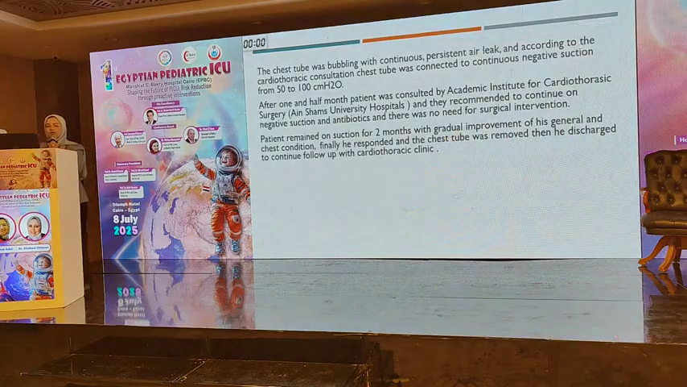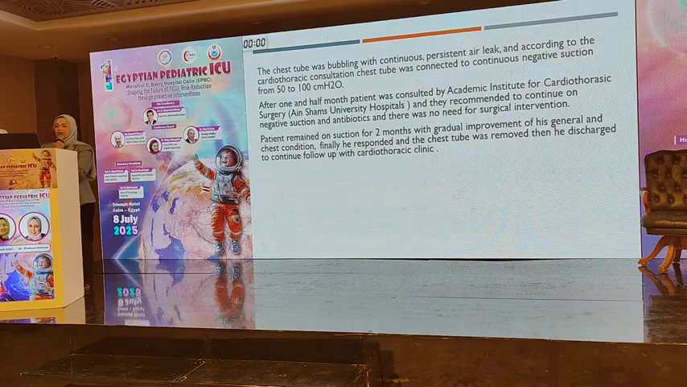The chest tube had a continuous persistent air leak, and according to the cardiothoracic consultation, it was connected to continuous negative suction from 50 to 100. After 1.5 months, the patient was consulted by the Academic Institute of Cardiothoracic Surgery in Ain Shams University, and they recommended continuing negative suction and antibiotics, with no need for surgical intervention. The patient remained on suction for 2 months with gradual improvement of the general and chest condition. Finally, he responded and the chest tube was removed. Then he was discharged to continue follow-up with the cardiothoracic clinic.